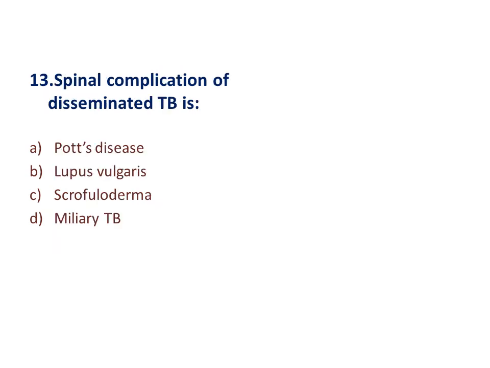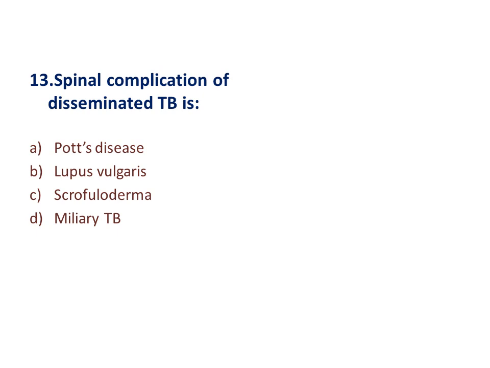Next one is the spinal complication of disseminated tuberculosis. Of course, tuberculosis gets disseminated into various organs of the body and produces disseminated tuberculosis. So the first one is Pott's disease, B is lupus vulgaris, C scrofuloderma, and D miliary tuberculosis. Here Pott's disease is the answer, because the spinal complication of disseminated TB is Pott's disease, which usually involves the lumbar region of the spine. And of course, cervical spondylitis is also possible in disseminated tuberculosis, as far as the bones or skeletal system is concerned.